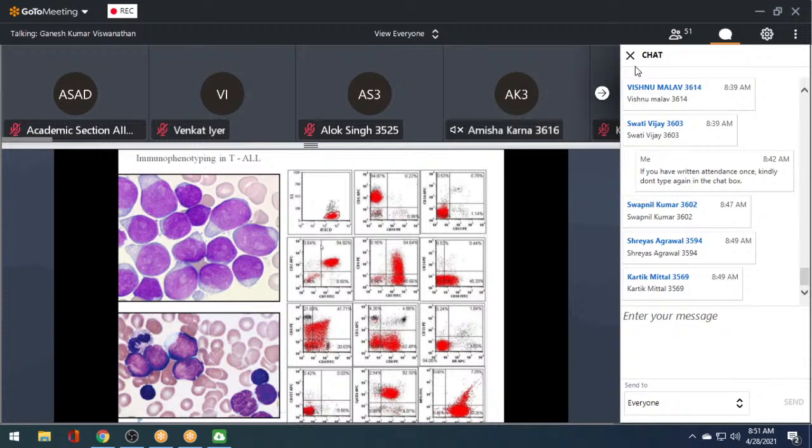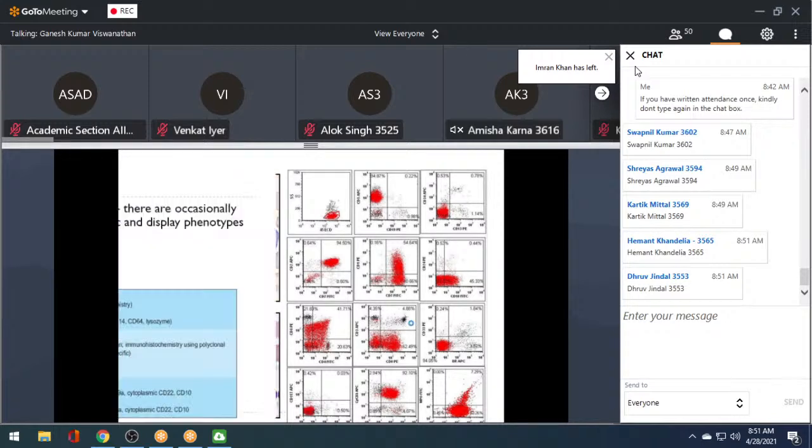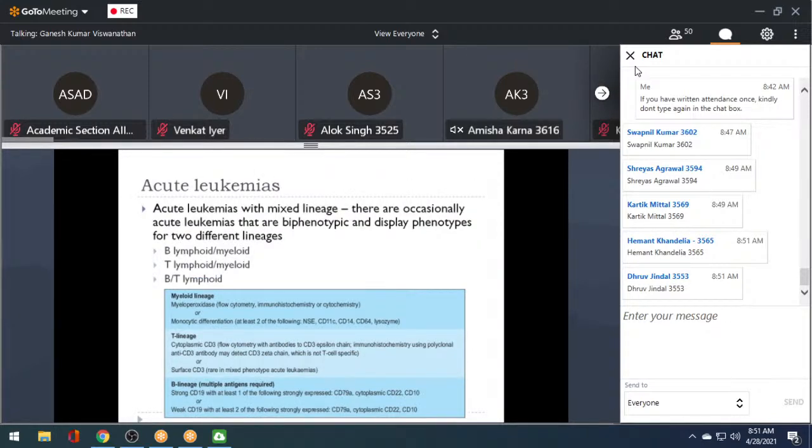This is another case where you can see the red population is positive for CD5. CD5 is a T cell marker, and it is positive for CD7 and 2. So this again is a T cell marker, and it is negative for 19. 19 is a B cell marker, it is negative for 19. So it is not a B cell lineage. So this is how you identify, based on the markers, the particular type of leukemia.